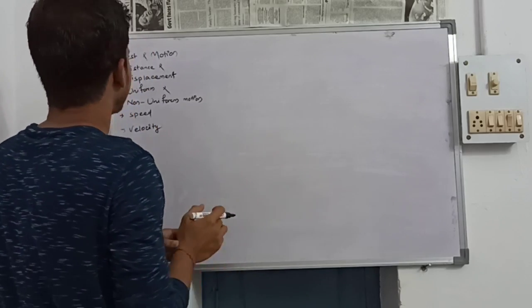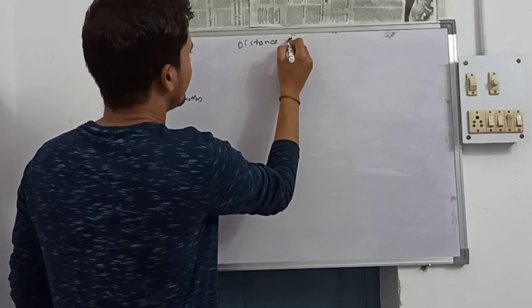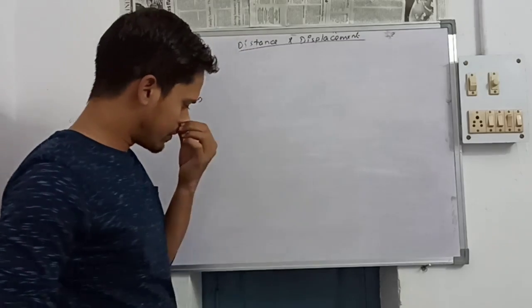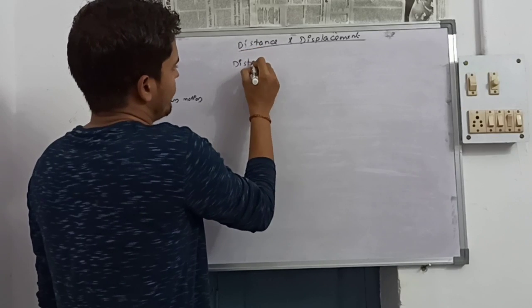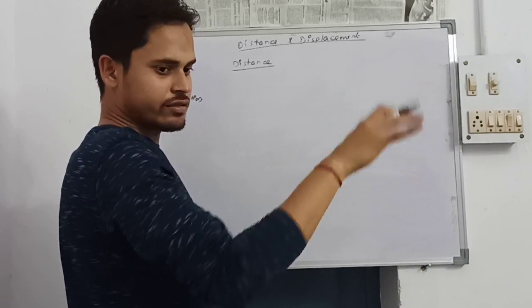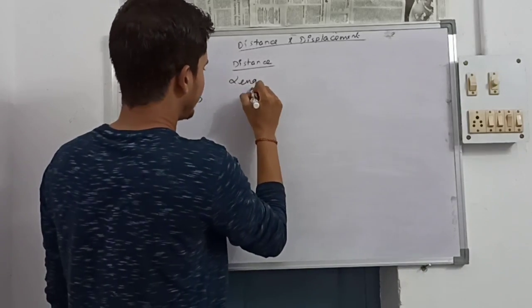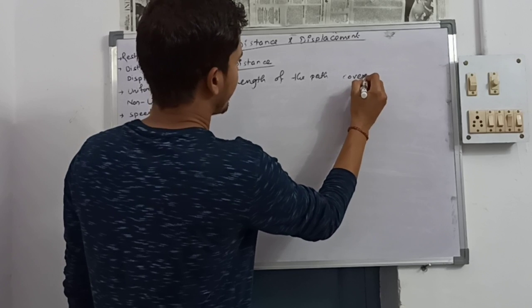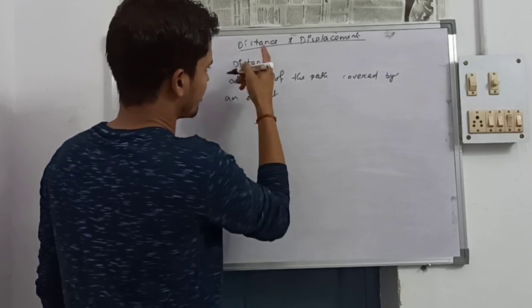Next, after rest and motion, distance and displacement. So first is distance. What is distance? If you are traveling by cycle on a road, the length of the path covered by an object is called distance.